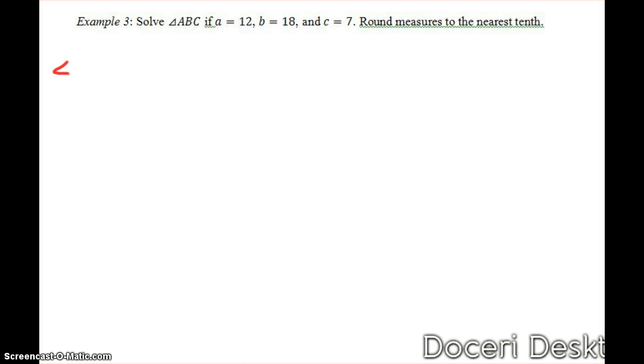We want all 3 angles. So I'm going to just make a note over here. We want angle A, angle B, and angle C when we're all done. So let's draw our triangle.